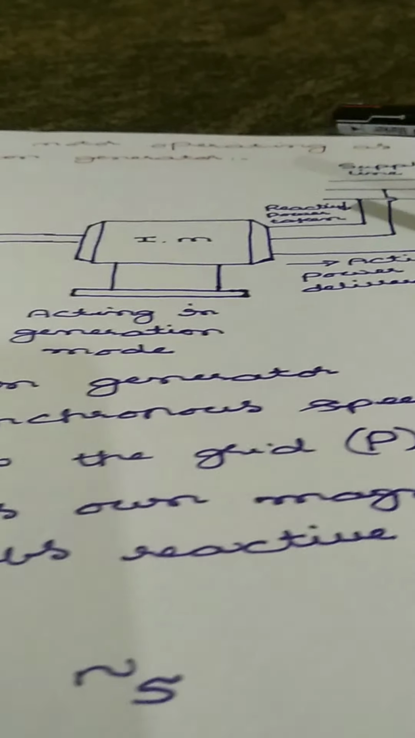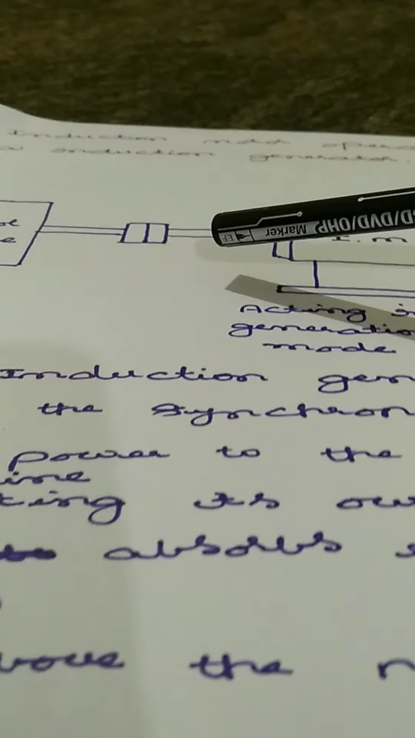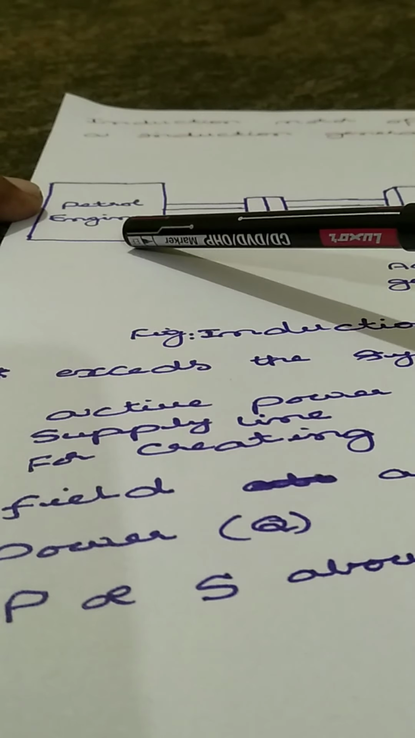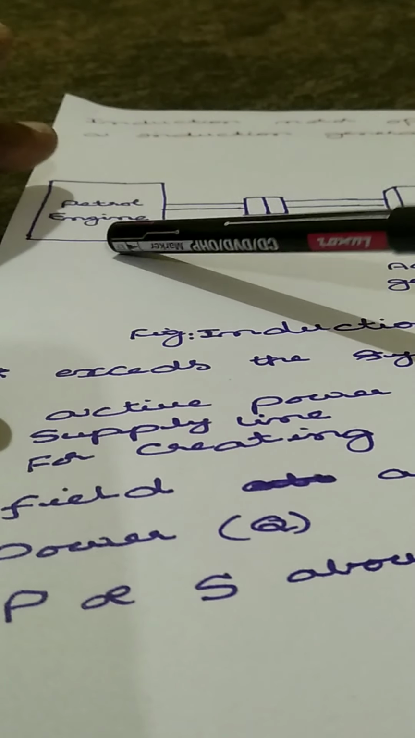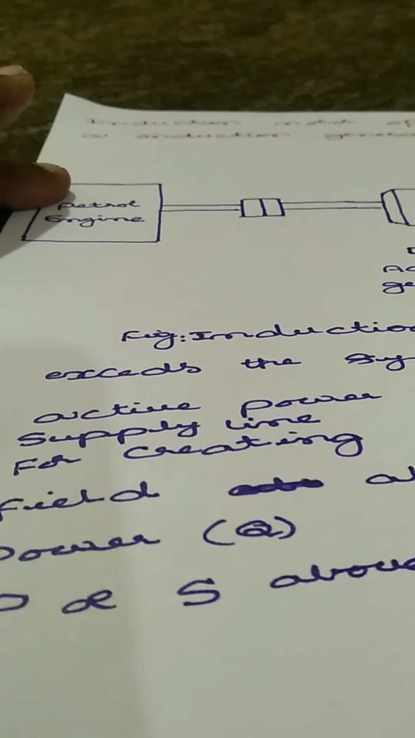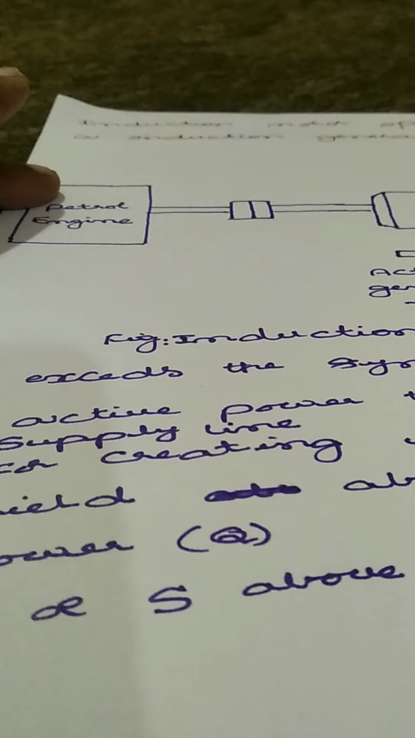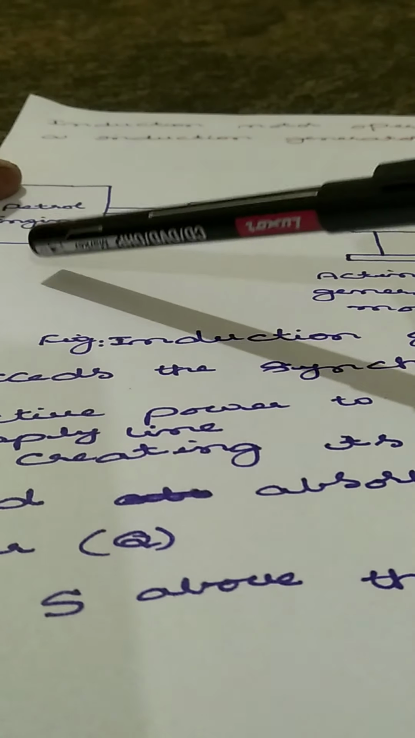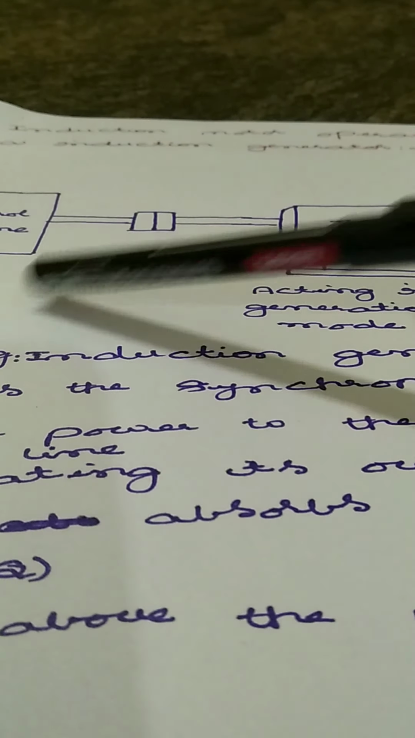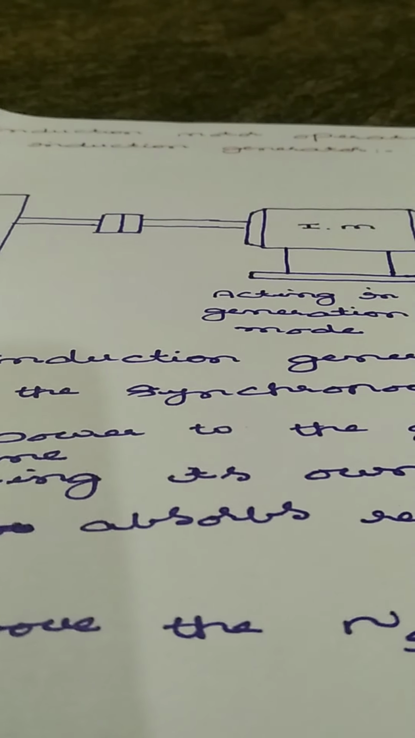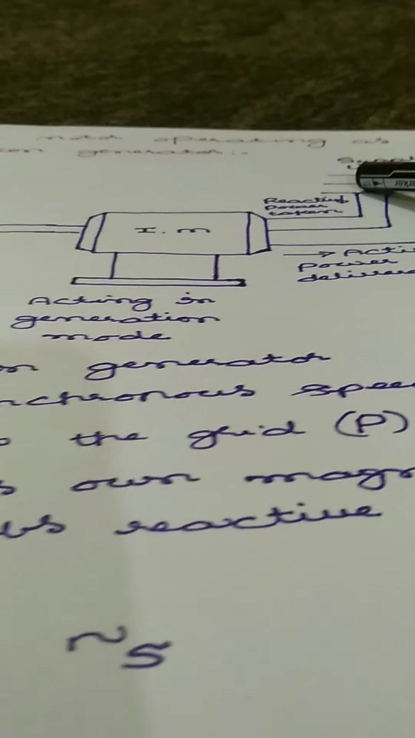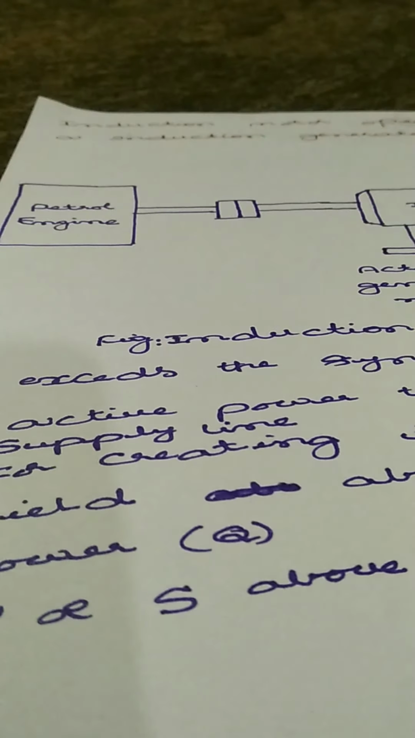For analysis purposes I am using a petrol engine here, but practically we have to operate with wind. For analysis purposes, here I am using a petrol engine to rotate the induction motor. This is a block diagram of an induction motor operating as an induction generator. This is the induction motor, and it is supplying the supply line, and it is run by the petrol engine.